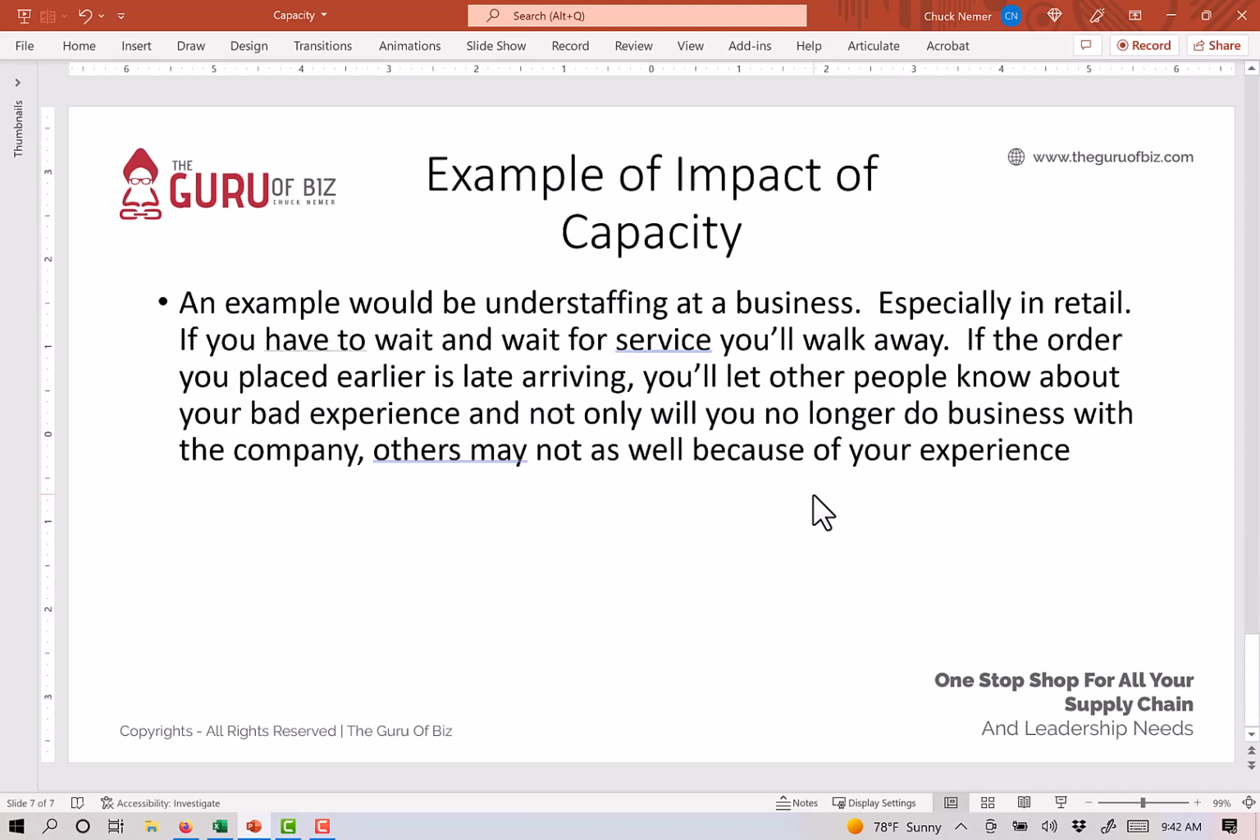So think of understaffing at a business, especially in retail. If you have to wait for service, you'll walk away. If the order you placed earlier is late arriving, you're going to let other people know about your bad experience. Not only will you no longer do business with the company possibly, others may not as well because of your review and your experience. So managing your capacity and knowing what your capacity needs are and workloads coming up is important to be able to operate most effectively.